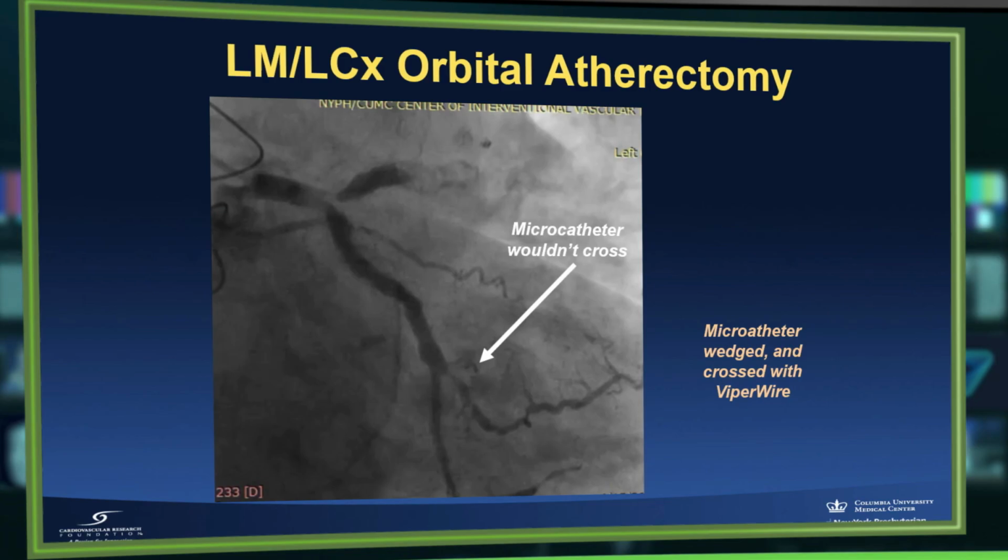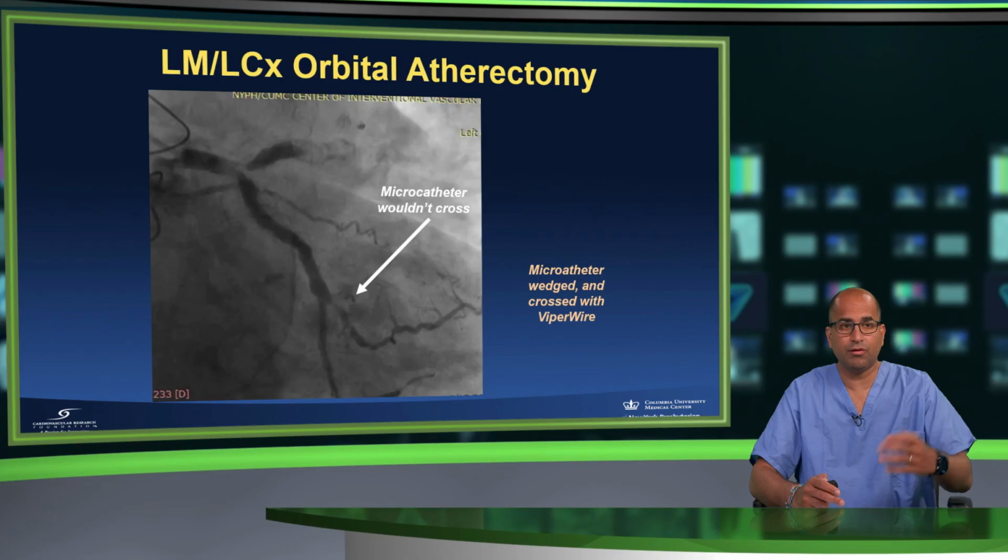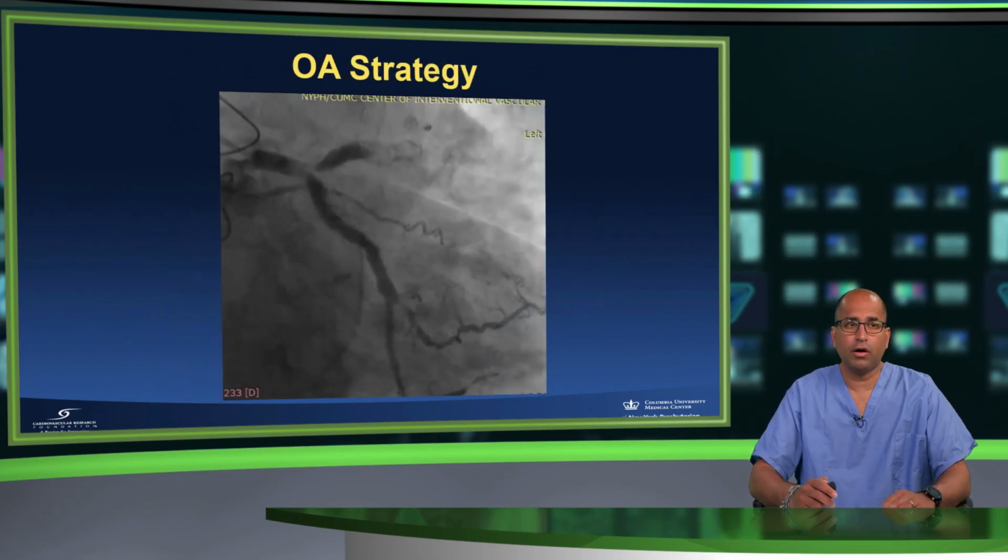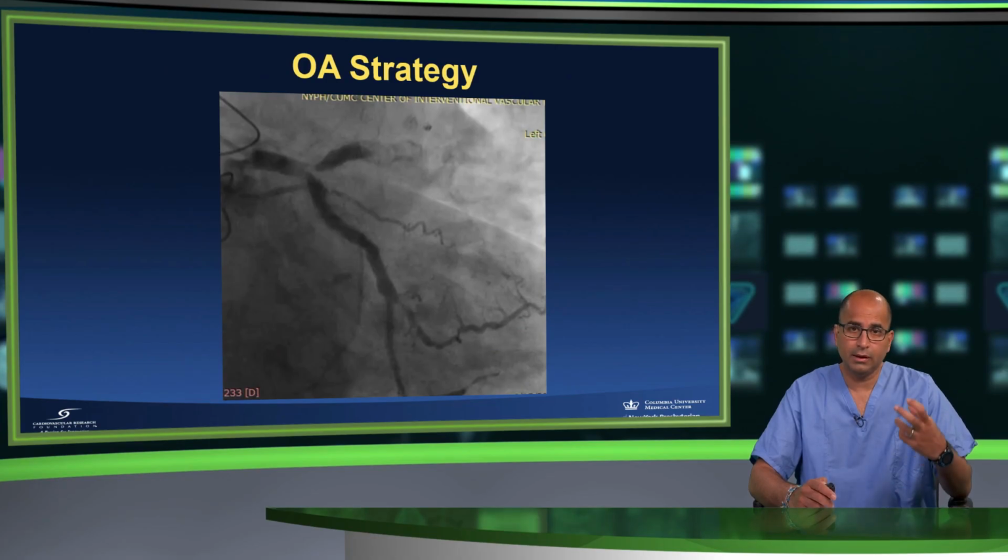You're never going to be able to torque it down distally. The good news is Rota now has a new wire called the drive wire, but at least with the Viper, this was able to be navigated distally and successfully crossed. Now the strategy of OAS here was going to be to manipulate the advantages of the device to my advantage.